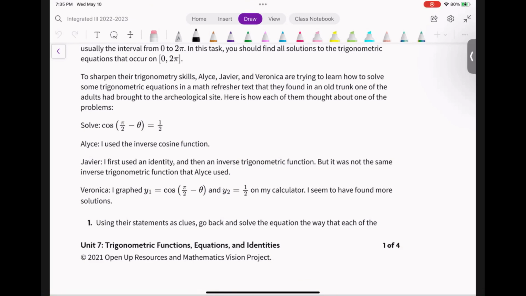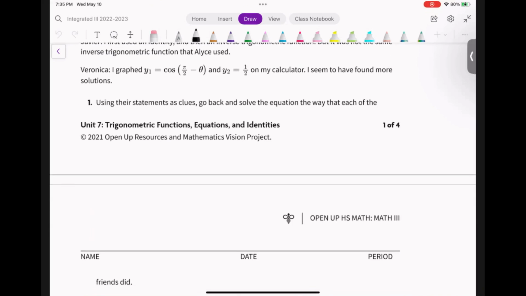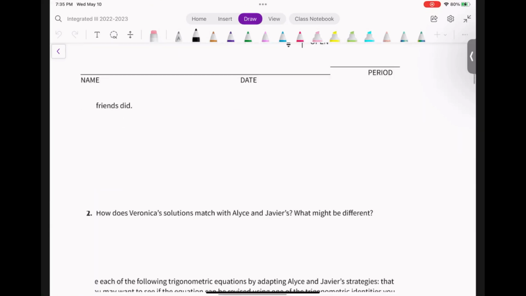Alice said, I used the inverse cosine function. Javier said, I first used an identity and then an inverse trig function, but it was not the same inverse trig function that Alice used. Veronica said, I graphed y sub 1 equals cosine of pi over 2 minus theta, and y sub 2 equals one half on my calculator. I seem to have found more solutions. Okay, so using their statements and clues, go back and solve the equations the way that each of your friends did.